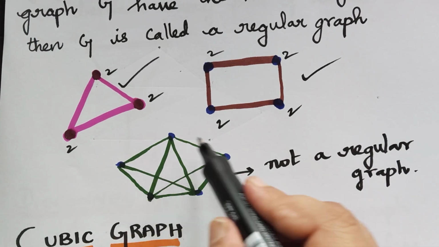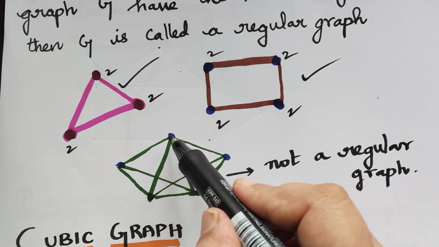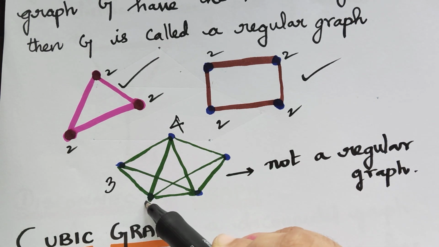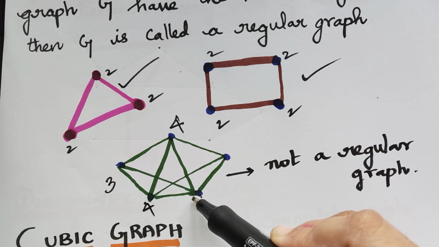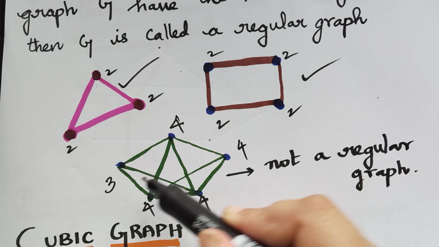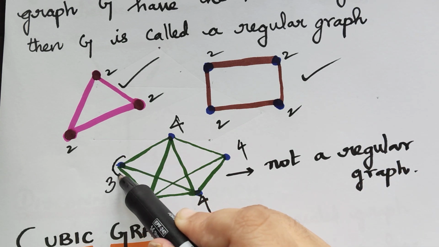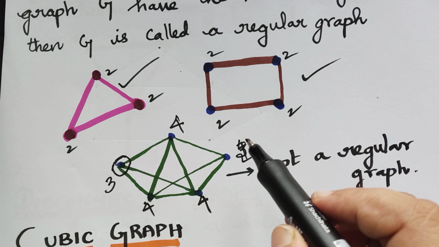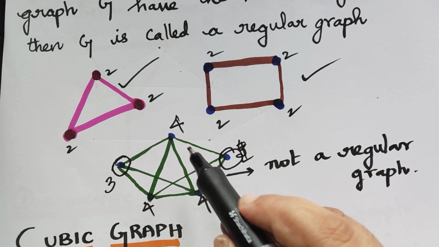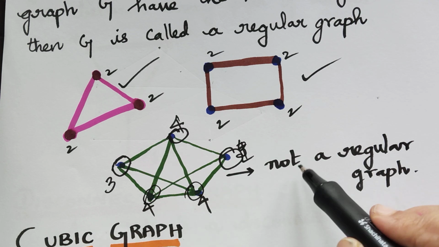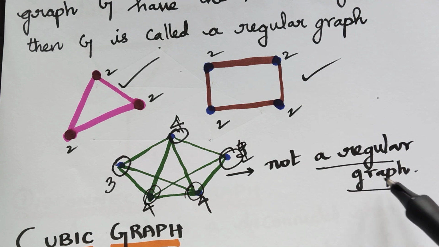Now, if you consider this graph, here you have a vertex which has degree 4. This vertex has degree 3. This has degree 1, 2, 3, 4. And this also has degree 4, and this also has degree 4. So, here we have a point where the degree is not 4. This degree is 3. So, these 2 points are of degree 3 and these 3 points are of degree 4. They are not the same for this graph, and therefore it is not a regular graph.